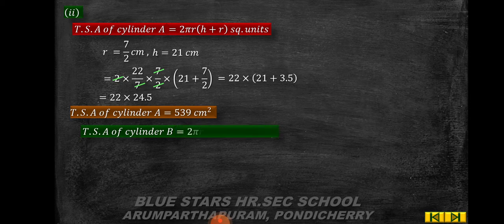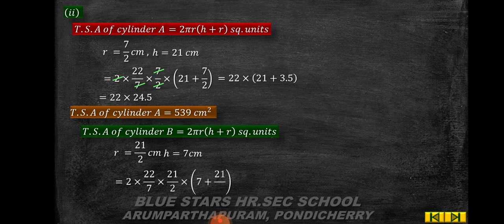Next, TSA of cylinder B is equal to 2 pi r into h plus r square units. So here r is equal to 21 by 2 centimeter, h is equal to 7 centimeter, which is equal to 2 into 22 by 7 into 21 by 2 into 7 plus 21 by 2. So 2 and 2 get cancelled, 7 and 21 get cancelled, it gives 3 times, which is equal to 22 into 3 into 7 plus 21 by 2 is 10.5, which is equal to 22 into 3 into 17.5, which is equal to 66 into 17.5.